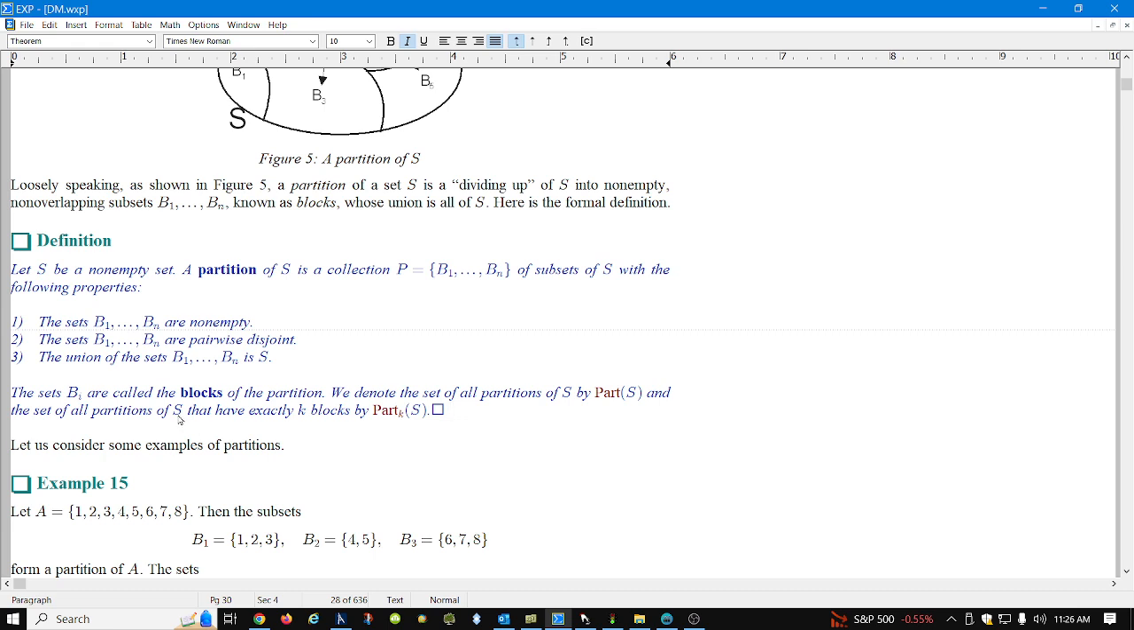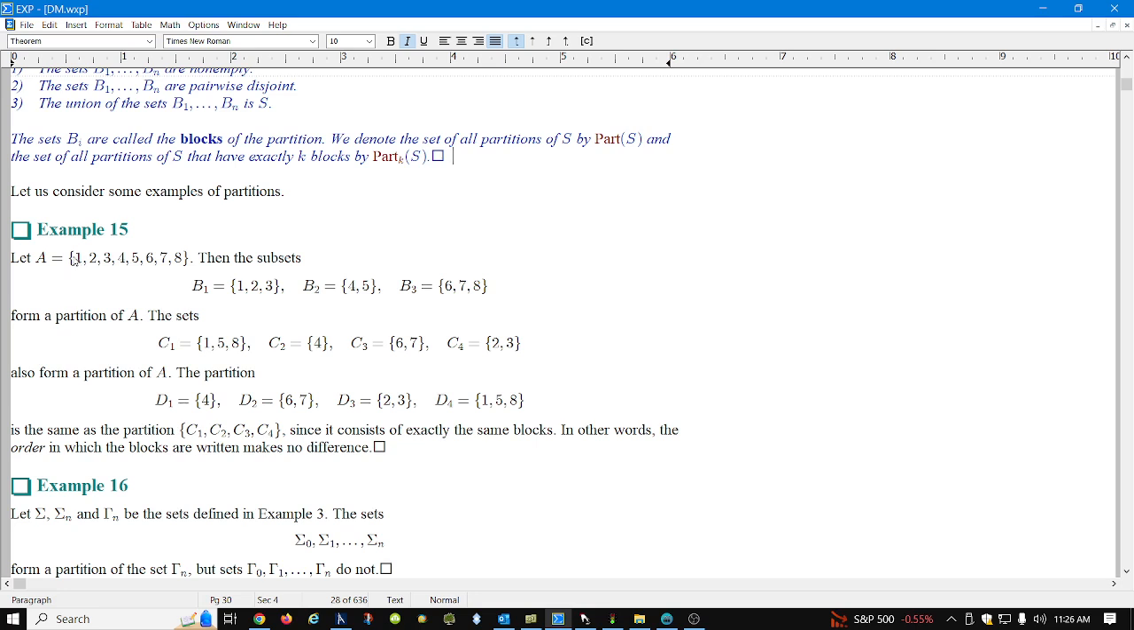And all the partitions of S that have exactly K blocks with a similar notation with the subscript K. Here are some examples. This is the set of numbers from 1 to 8. These three subsets form a partition. They're not empty, pairwise disjoint. Their union is all of A.